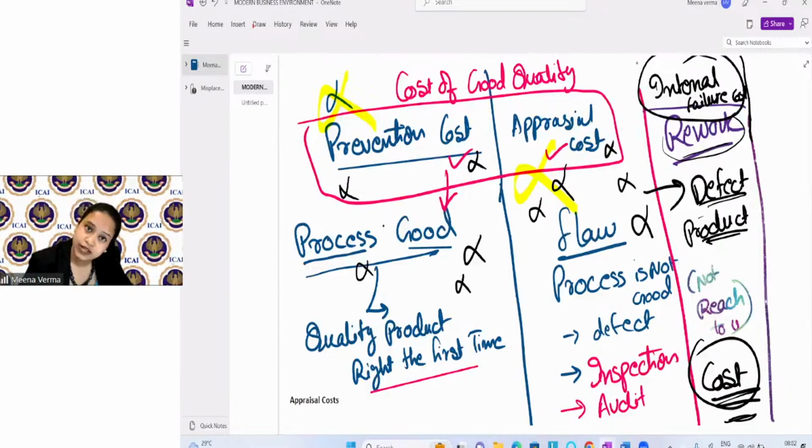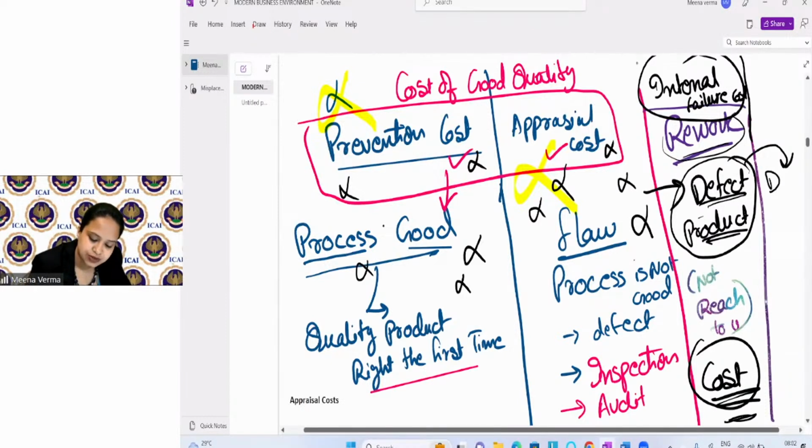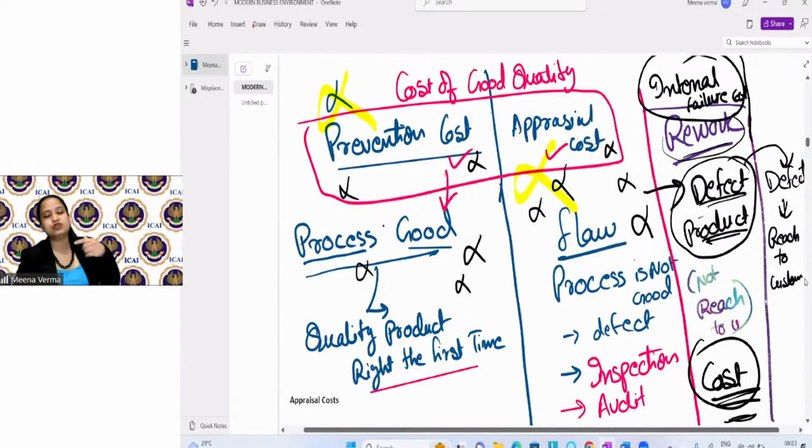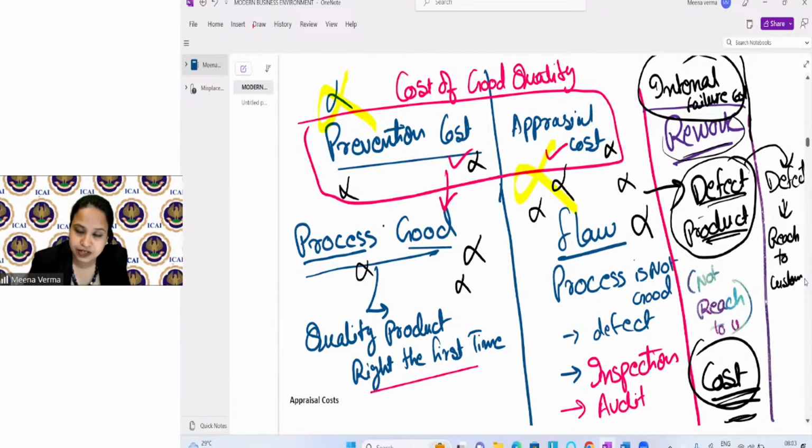All right, what if, ma'am, we fail to identify the defective unit and such a defect reaches the customer? Before selling the goods, you fail to identify the defects and the customer receives the defective unit. What will happen? First, your goodwill will reduce. It may affect the goodwill of the company, right?